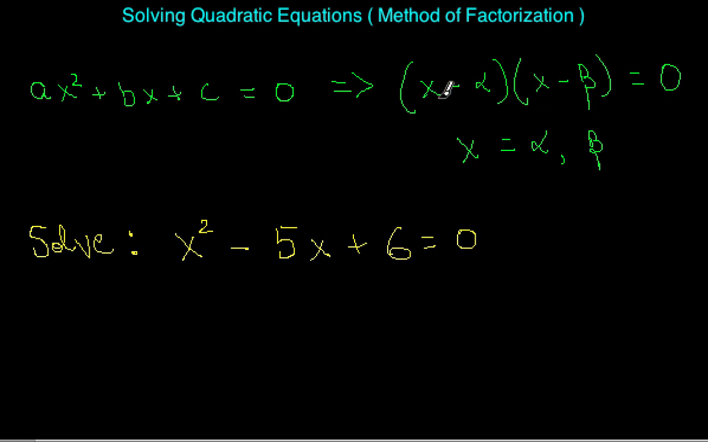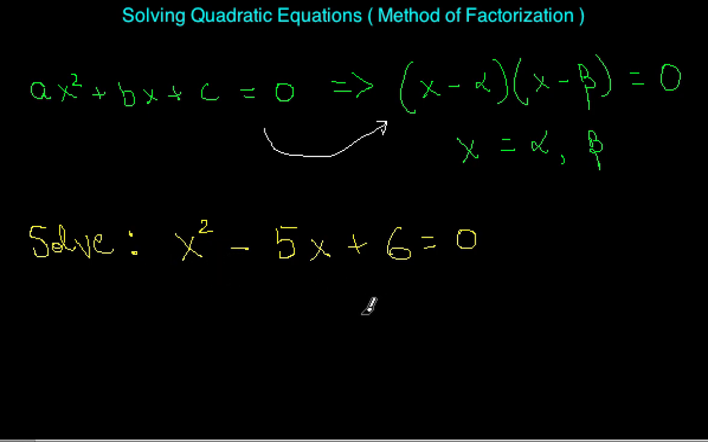because if we put x equal to alpha here, this whole term will be 0. Similarly, if we put x equal to beta here, then also this term will be 0. Now how do we compute these factors, x minus alpha and x minus beta? How do we get there from this? That is the method of factorization.